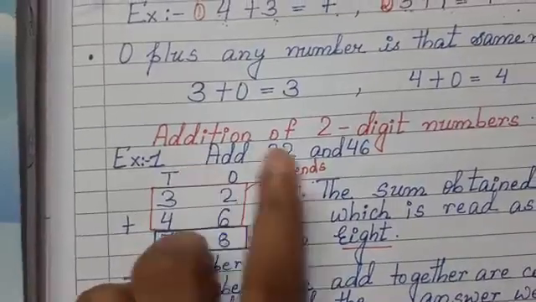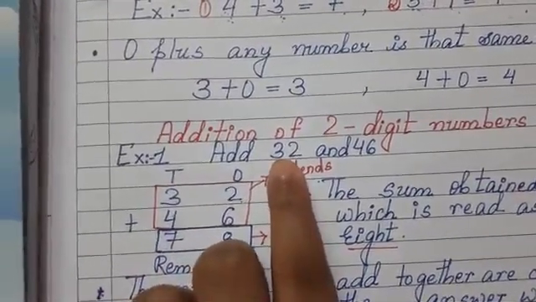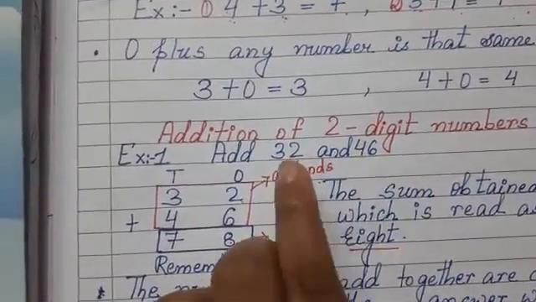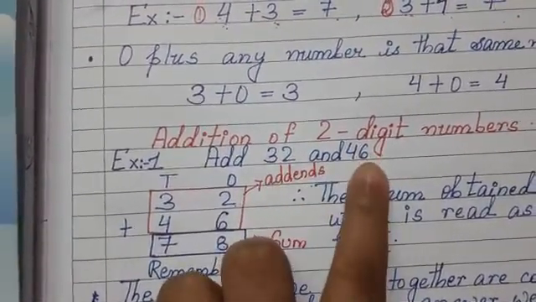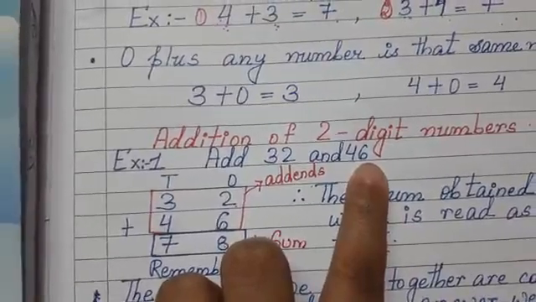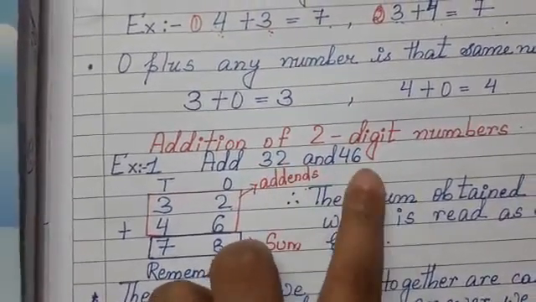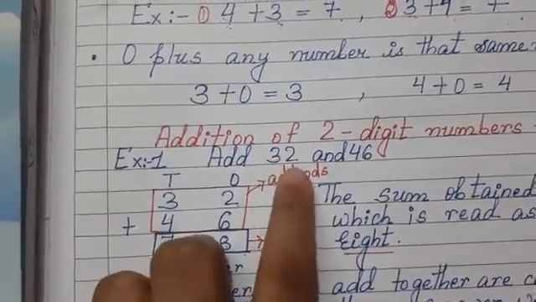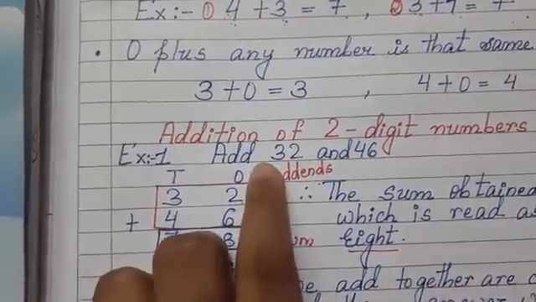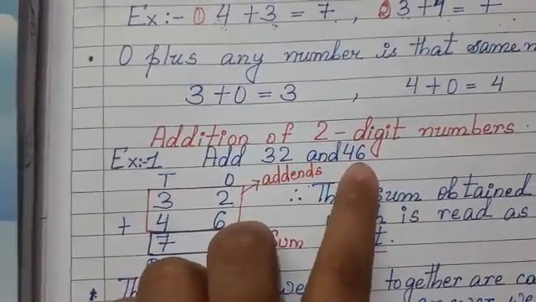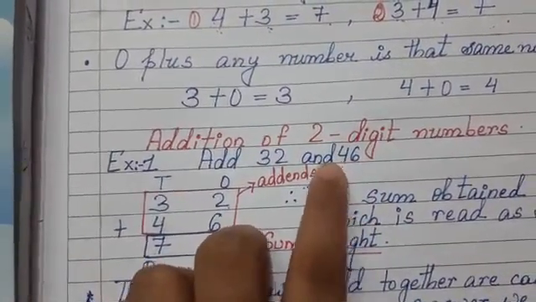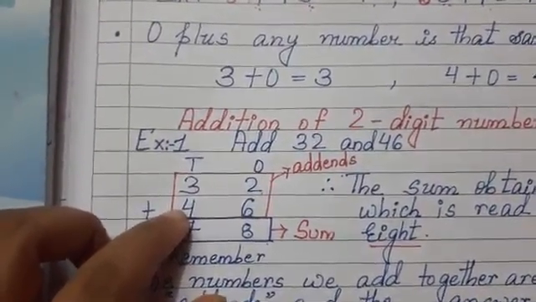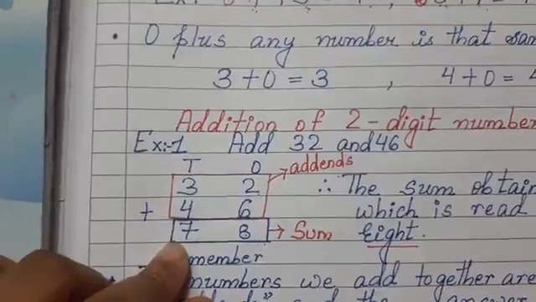We have taken example 1. We have taken two numbers, that is 32 and 46. 32 is a two-digit number and 46 is also a two-digit number. In 32, 2 is in the ones place and 3 is in the tens place. And in 46, 6 is in the ones place and 4 is in the tens place. So if we add 32 plus 46, we get the answer 78.